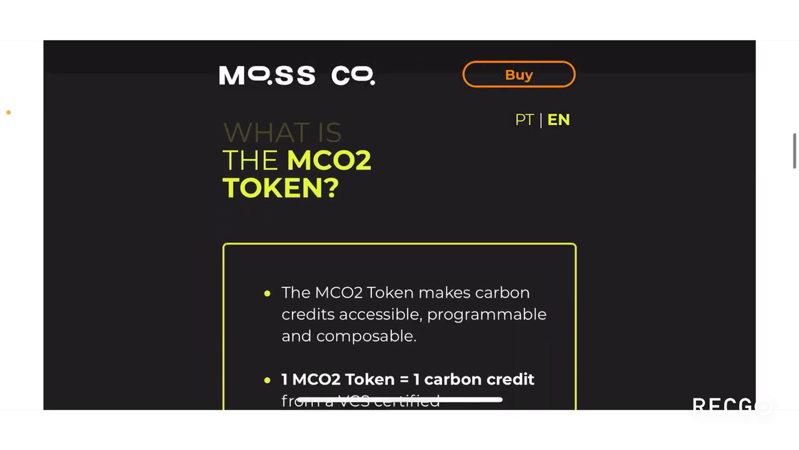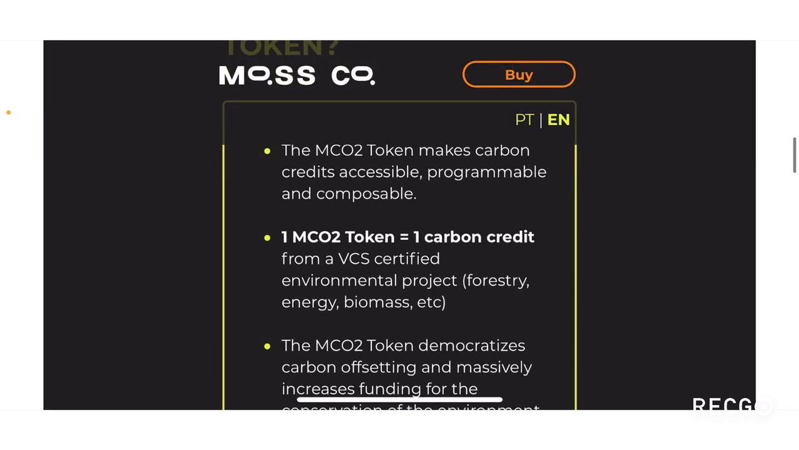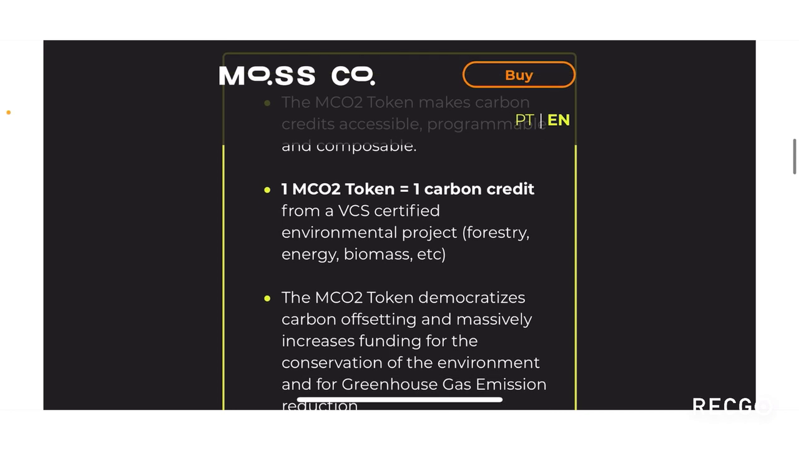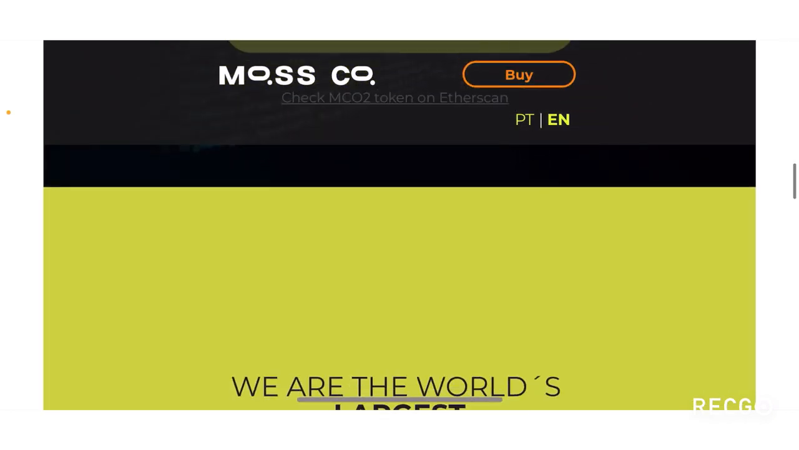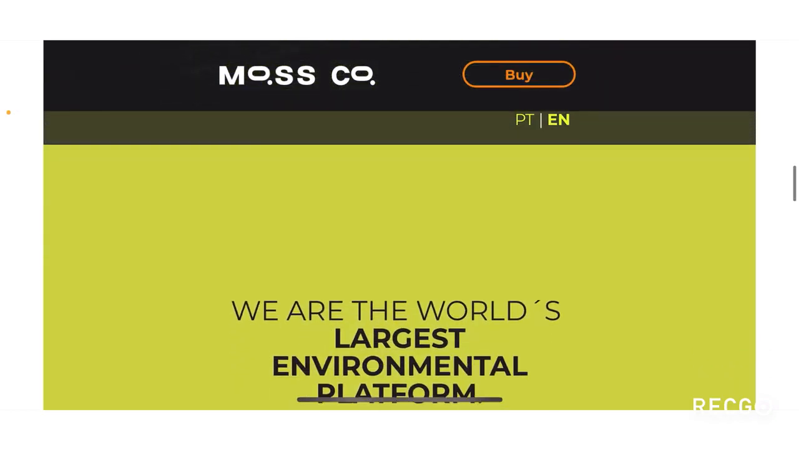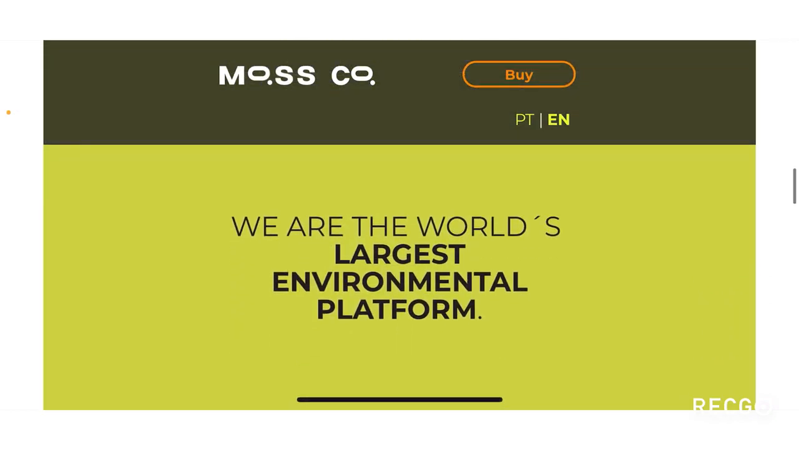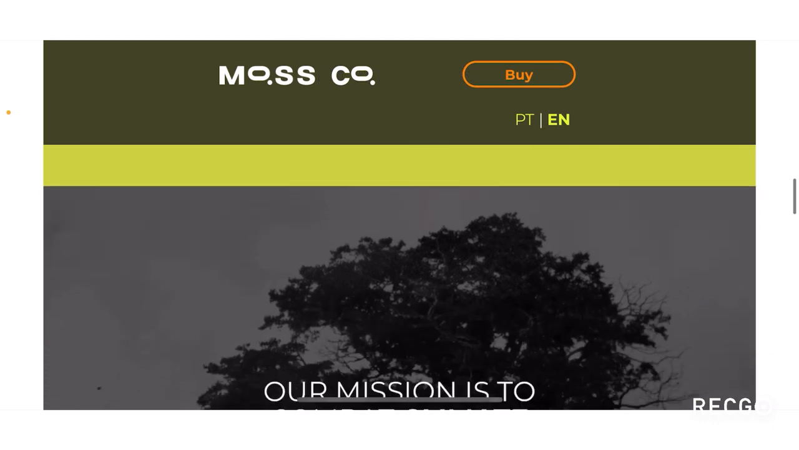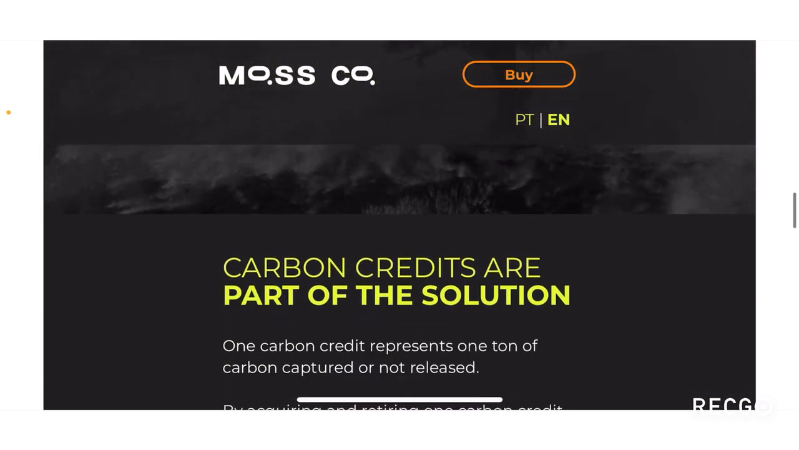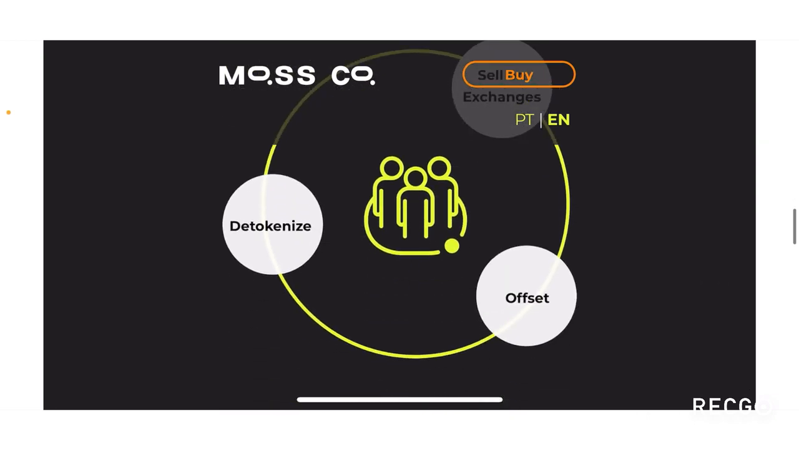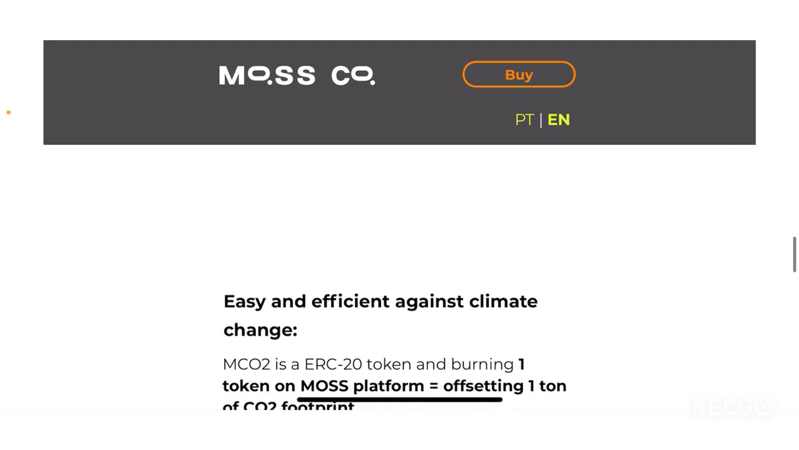So this is the token, and one MCO2 token is always equal to one carbon credit, right? This is definitely going to be an interesting read for most people, including their white paper, which I highly recommend you guys read through. We are the world's largest environmental platform, and their main mission is to combat climate change and preserve the planet. And you can basically buy these tokens from some of the exchanges that have listed this token, including Coinbase, right?